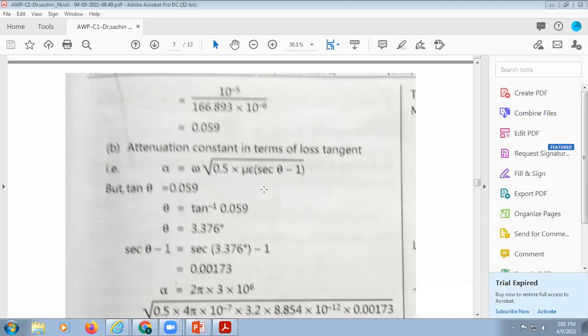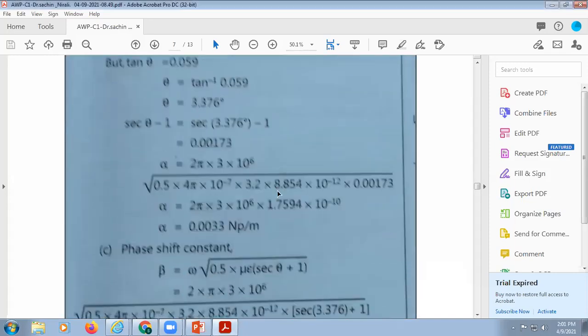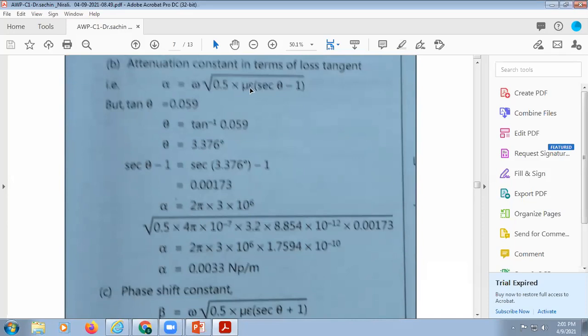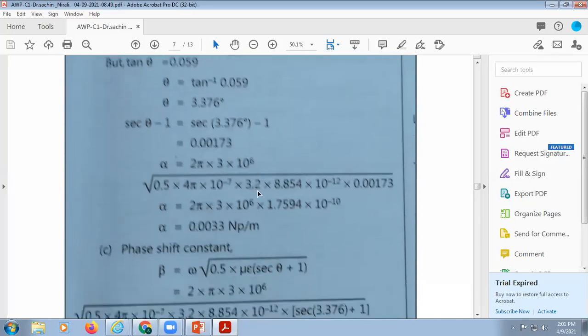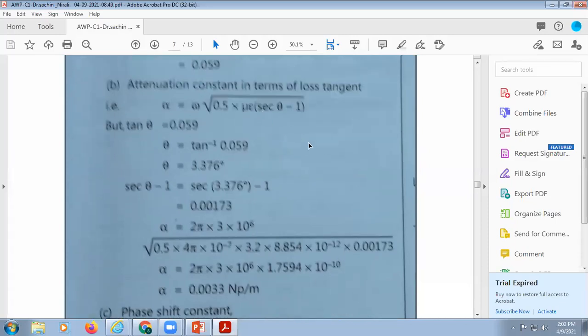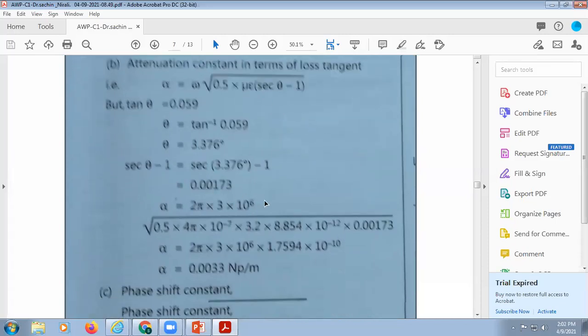Finally, after substituting, omega is nothing but 2 pi f. Substitute the value for alpha: 2 pi f, that is 3 into 10 to the power 6, root of 0.5 into mu. The value of mu is mu 0, 4 pi into 10 to the power minus 7. Next is epsilon, which is epsilon 0 epsilon r, so 3.2 into 8.85 into 10 to the power minus 12. What remains is sec theta minus 1, which is 0.00173.